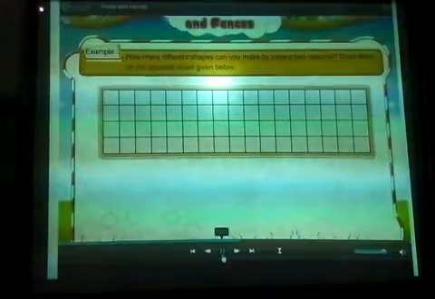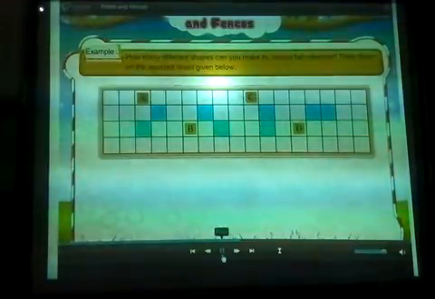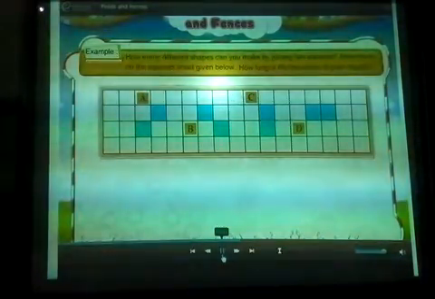How many different shapes can you make by joining two squares? Draw them on the square sheet given here. How long is the boundary of each shape?